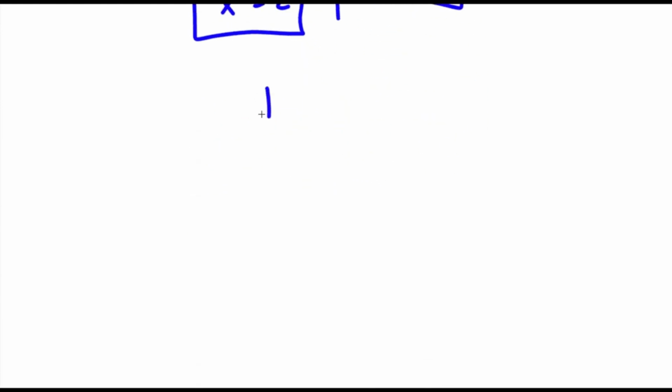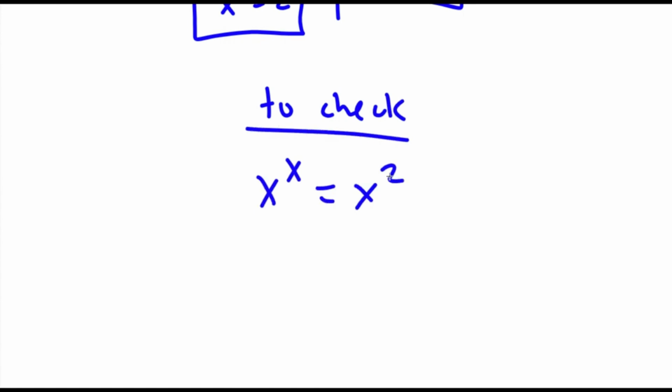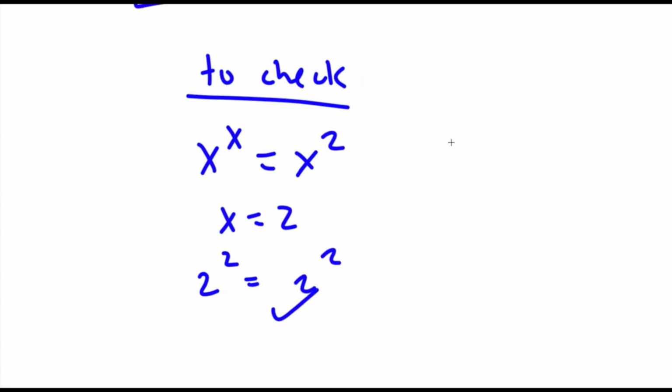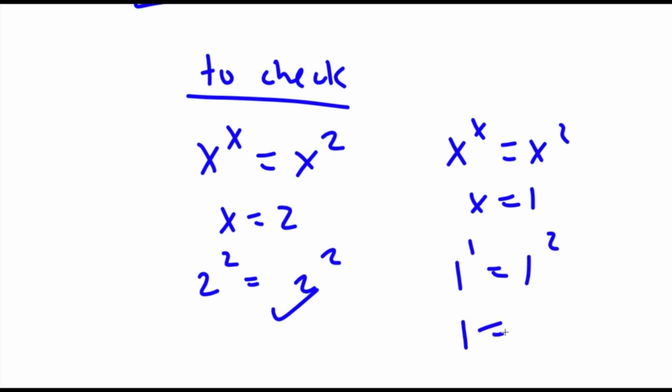Alright, so now to check, we had x to the power of x is equal to x to the power of 2. Now if we first plug in x equals 2, I get 2 to the power of 2 is equal to 2 to the power of 2, and this is right. Now if I plug in x equals 1, I get 1 to the power of 1 is equal to 1 to the power of 2. 1 to the power of 1 is 1, and 1 to the power of 2 is also 1, so this is right as well.